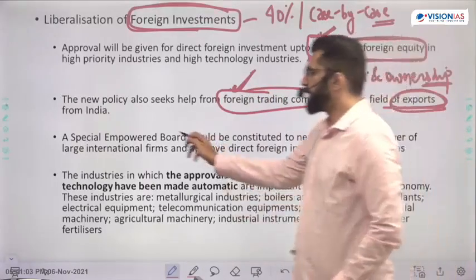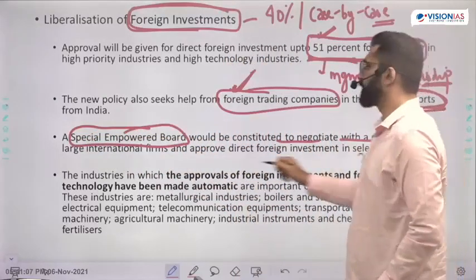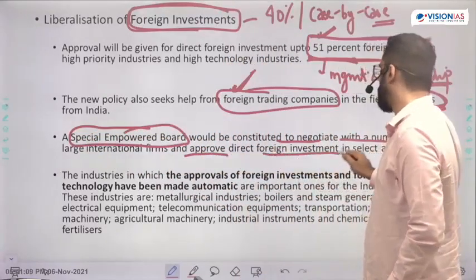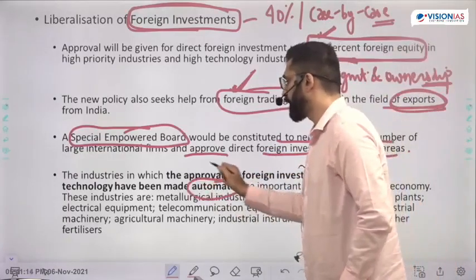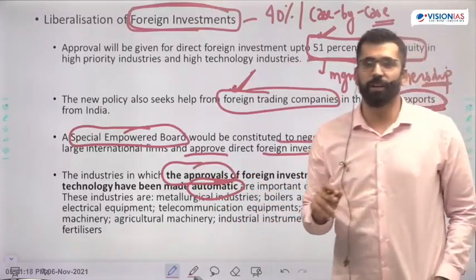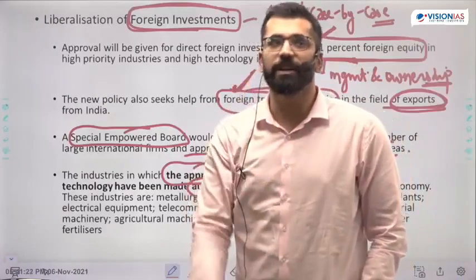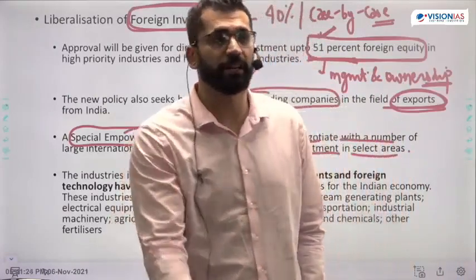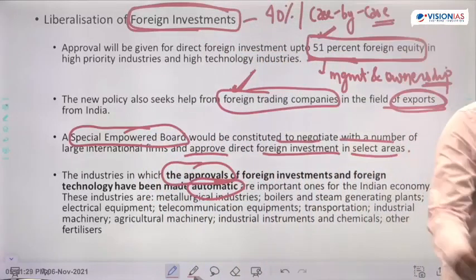A special empowered board would be constituted to negotiate with a number of large international firms and improve direct foreign investment in select areas. Approvals automatic होने लगे. If you see the FDI regime today, the foreign investment regime today, and you see the controls we have done, more than 75%, 100% FDI we are allowing. In so many sectors we are allowing 100%. Automatic, not on an approval basis.